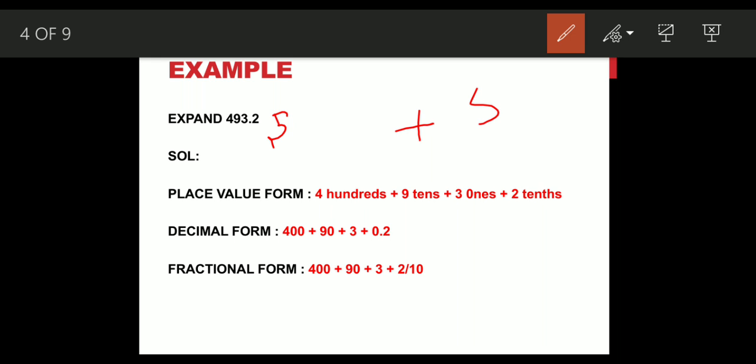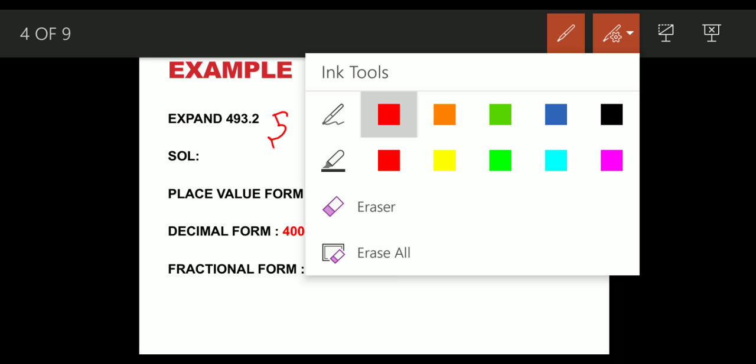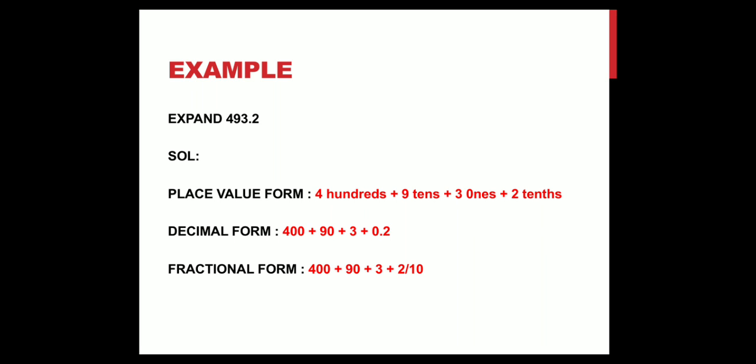Plus 5 by, now 5 is in the 100th place, right? So you will write it as 100. If you had another number, how will you write? Plus that number by 1000. Clear? So this is how you write in expansion form.